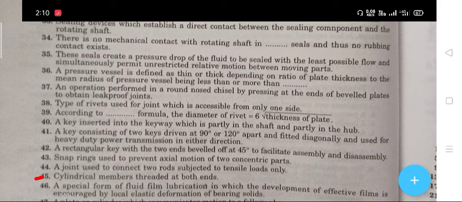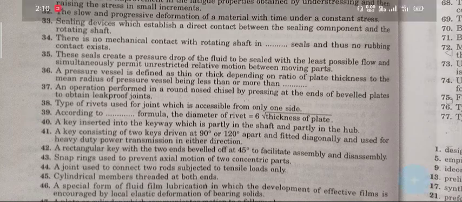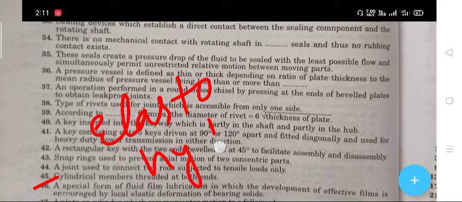Cylindrical members threaded at both ends. The right answer is studs. Next question, question number 46. A special form of fluid film lubrication in which the development of effective films is encouraged by local elastic deformation of bearing solid. The right answer is elasto hydrodynamic lubrication.